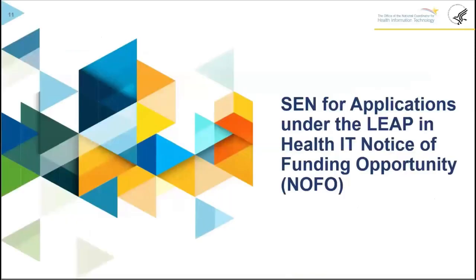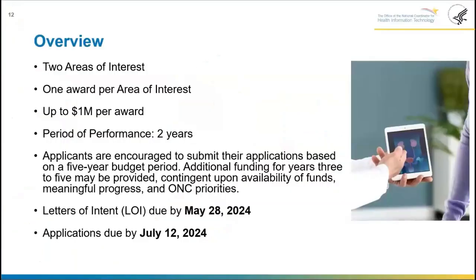Next slide, please. We'll now go into the details of this year's SEN. Next slide, please. Below is an overview of the SEN, which has 2 areas of interest and 1 award per area of interest. Each award will be up to $1 million with a period of performance of 2 years. Additional funding for years 3 to 5 may be provided contingent upon availability of funds, meaningful progress, and ONC priorities.